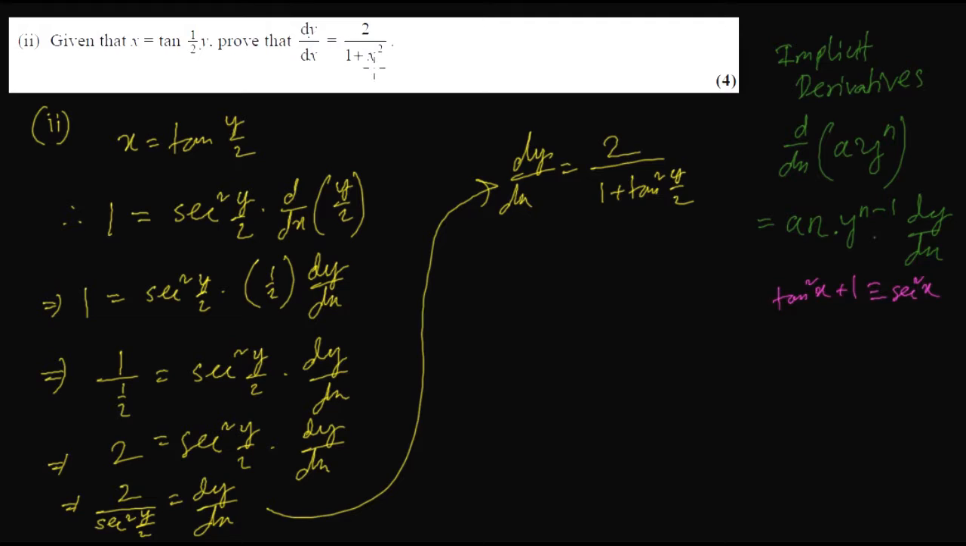But here in the answer, we have to write the answer in terms of x. That means, remember, x equals tan theta, theta meaning y by 2, tan y by 2. So instead of 1 plus tan squared theta, we can write 1 plus x squared. Remember, x equals tan y by 2. So instead of tan y by 2 whole squared, we can write x squared. That's the expression proved.